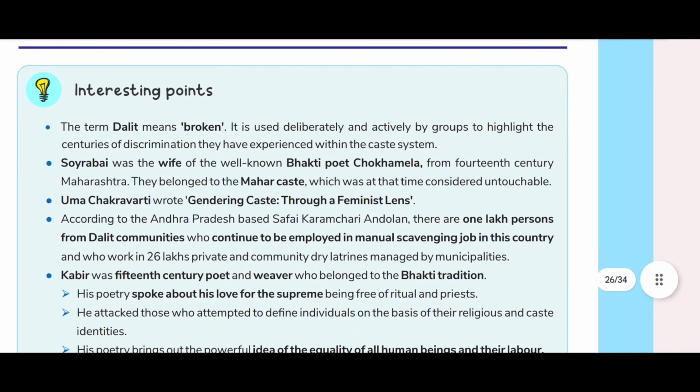Interesting points of this chapter: the term Dalit means broken. It is used deliberately and actively by groups to highlight the centuries of discrimination they have experienced within the caste system. Soyrabai was the wife of the well-known Bhakti poet Chokhamela from 14th century Maharashtra. They belonged to the Mahar caste, which was at that time considered untouchable. Uma Chakravarti wrote Gendering Caste Through a Feminist Lens.